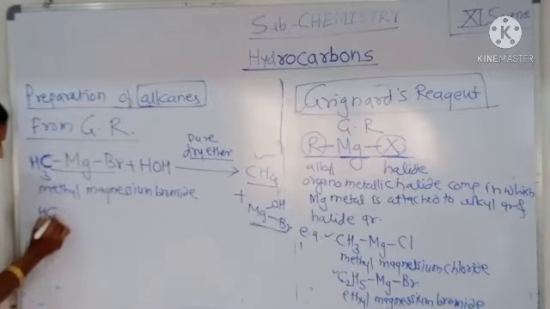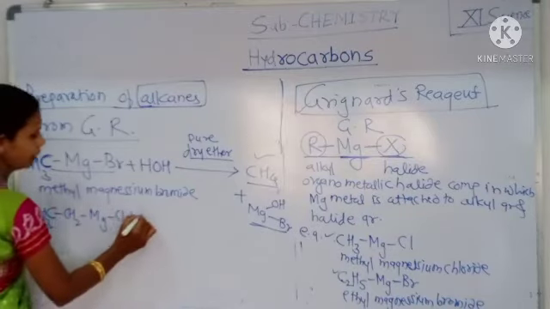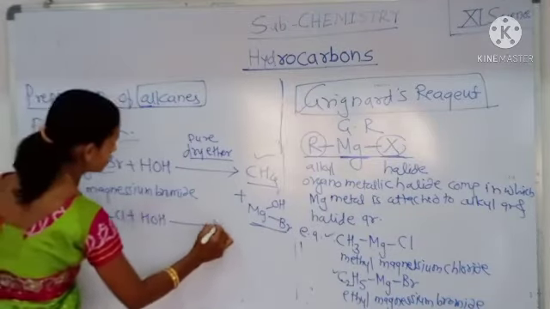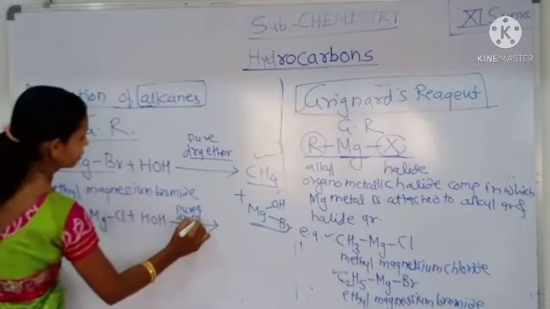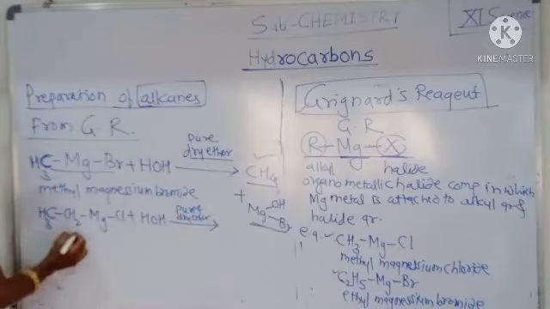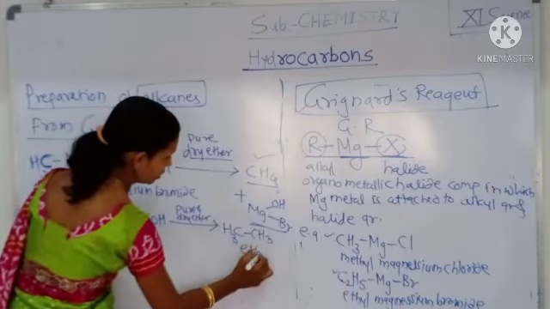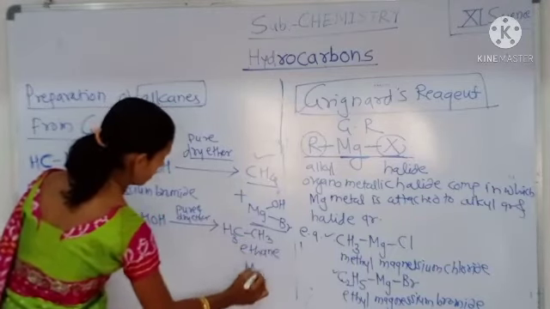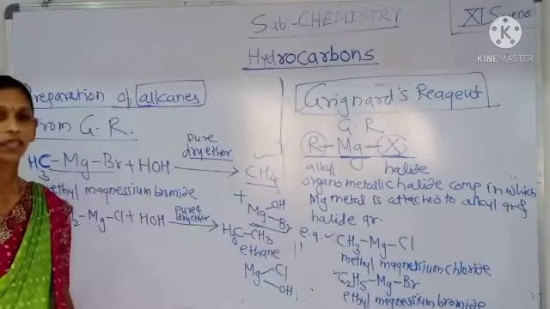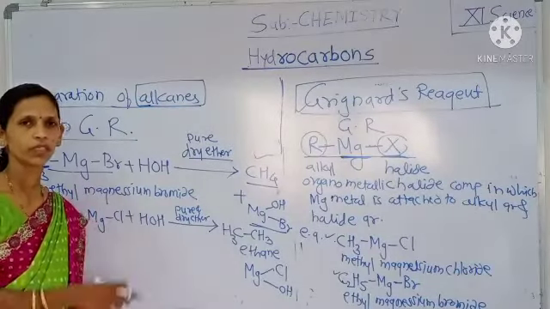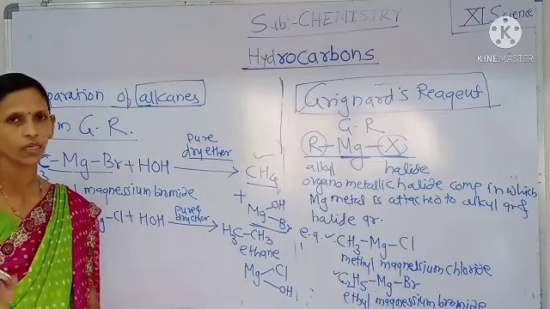Similarly, CH3CH2MgCl undergoes hydrolysis in presence of pure and dry ether. It is converted into ethane, CH3CH3, plus Mg(OH)Cl. That is about the preparation of alkanes. That means these are the different methods for preparation of alkane. Thank you.